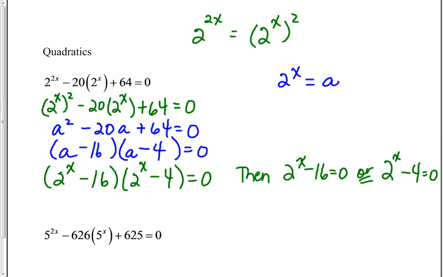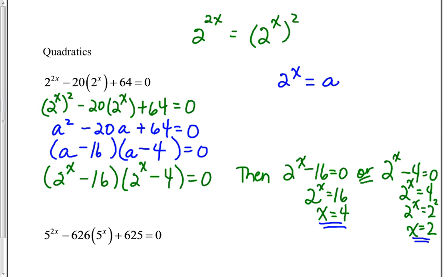Let's solve the first one. If 2 to the x minus 16 equals 0, 2 to the x equals 16, and I have an answer of x equals 4. If 2 to the x minus 4 equals 0, I add 4 to both sides, then my x must be 2. So I have two possible answers to this question. X equals 4 or x equals 2. Don't panic, you're going to get it.